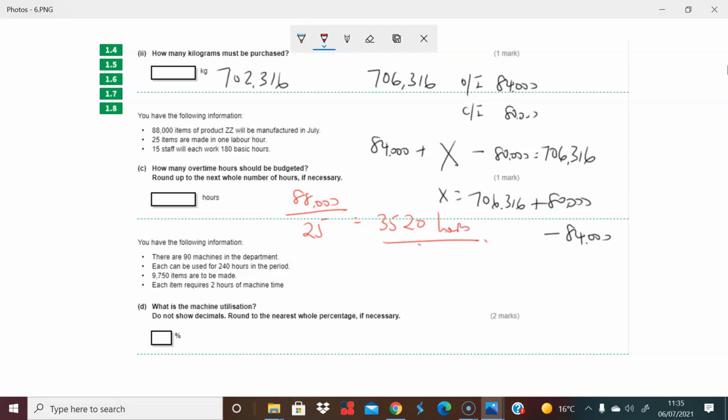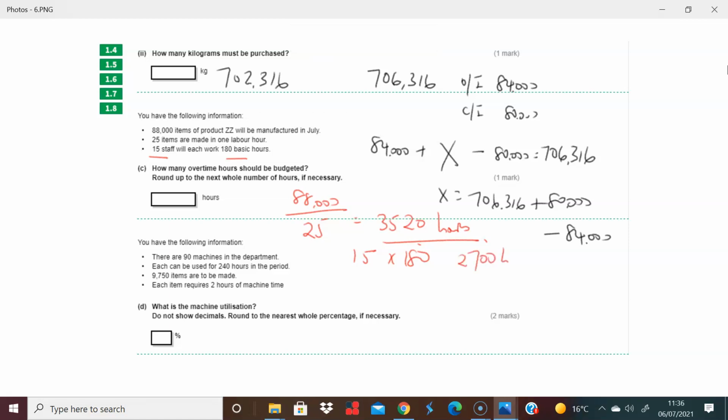Now, what do you have available to you? You have 15 staff who work 180 hours. So 15 times 180 is 2,700. So we have 2,700 hours, right? That's what we have. So ultimately, what we have is this need for overtime hours. And that's the difference, of course, between the 3,520 and the 2,700. So subtract 2,700 from 3,520 and you will have 820 hours.